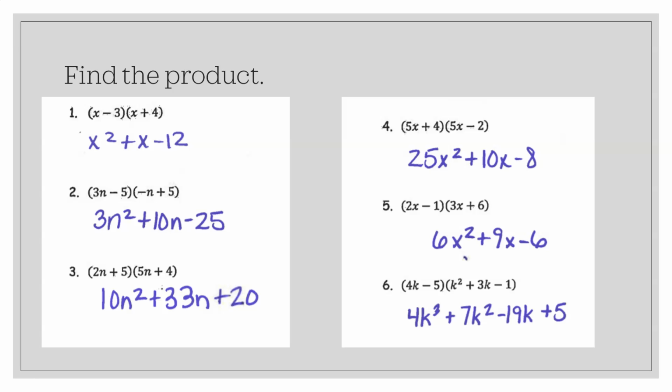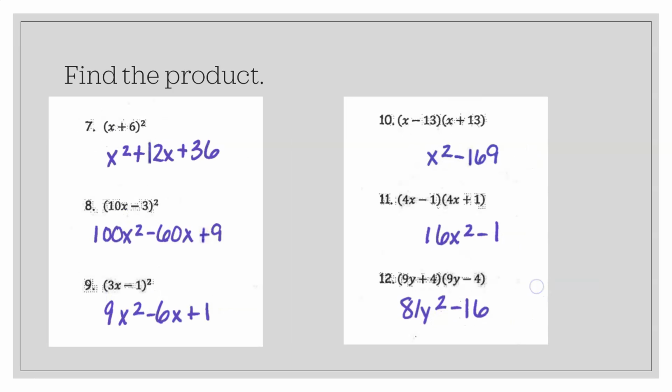Number 1, I FOILed to get x squared plus x minus 12. 2, 3n squared plus 10n minus 25. 3, 10n squared plus 33n plus 20. 4, 25x squared plus 10x minus 8. 5, 6x squared plus 9x minus 6. 6, 4k cubed plus 7k squared minus 19k plus 5.